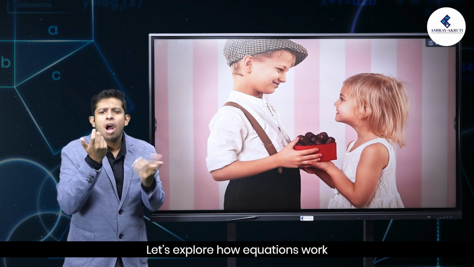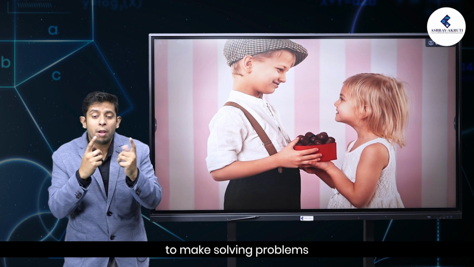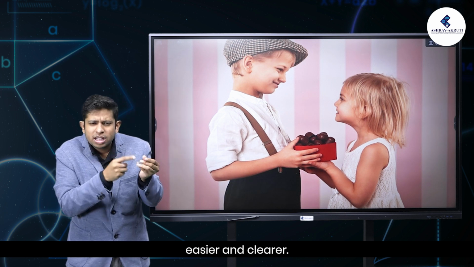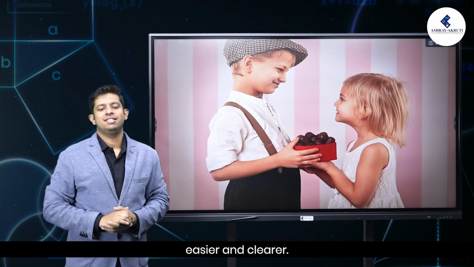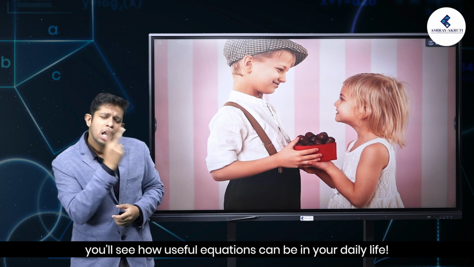Let's explore how equations work and how we can use them to make solving problems easier and clearer. With a little practice, you'll see how useful equations can be in your daily life.